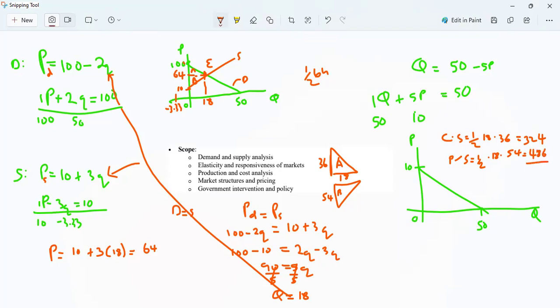And the total is giving me 324, 810. So this is called the total surplus or the social welfare. The overall welfare is the sum of the consumer surplus plus producer surplus. So this is what we get.